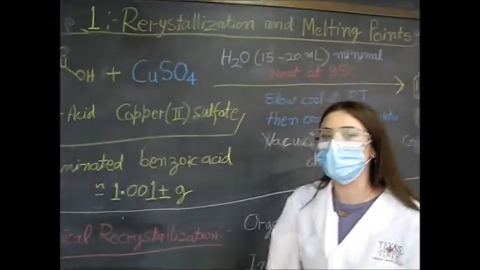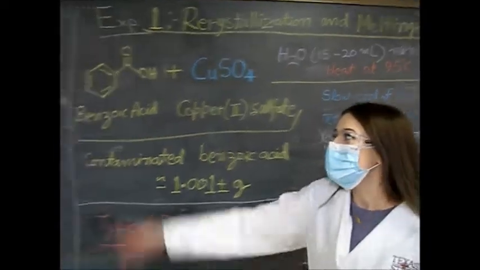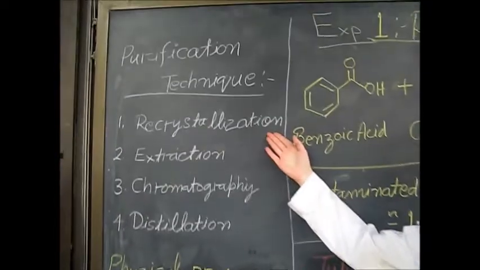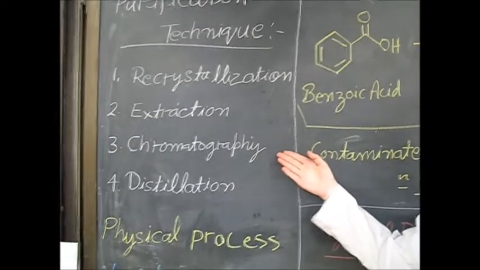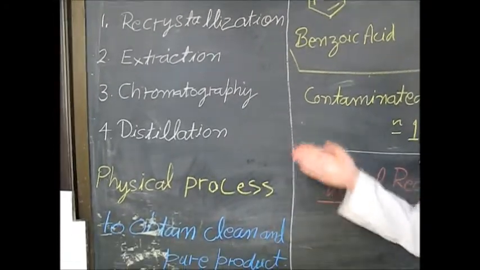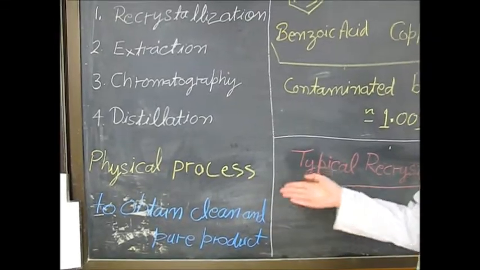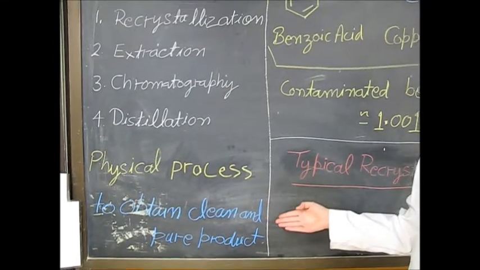Experiment 1, recrystallization and melting points. We're going to begin taking a look at purification techniques. Some common purification techniques used in this lab are recrystallization, extraction, chromatography, and distillation. These are all physical processes which allow us to obtain a clean and pure product.